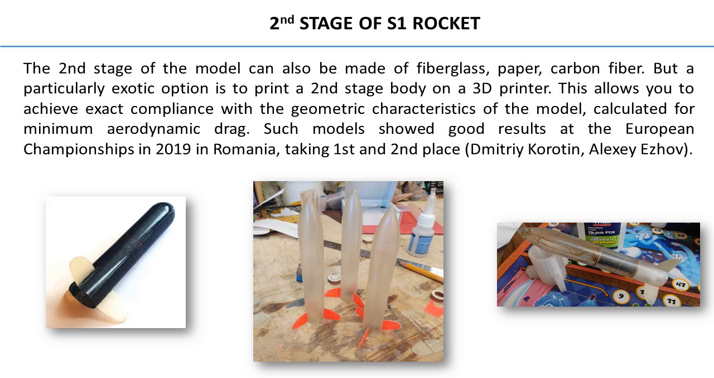But a particularly exotic option is to print the second stage casing on a 3D printer. This allows you to achieve exact compliance with the geometric characteristics of the model, calculated for minimum aerodynamic drag. Such models showed good results at the European Championships in 2019 in Romania, taking first and second place.